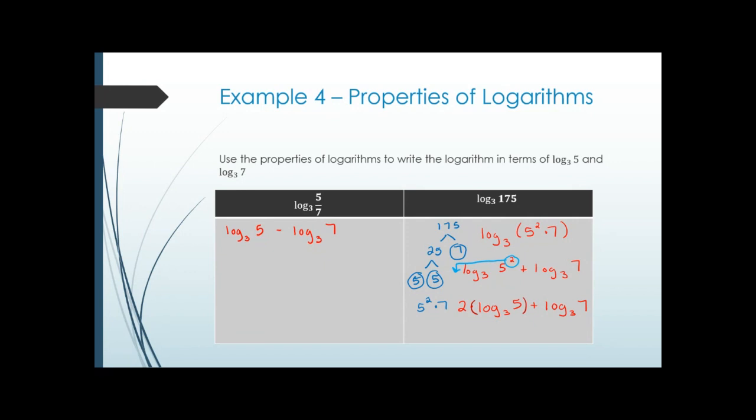Some people don't even put a dot there and they just write 2 log 5. I think that gets a little confusing, so that's why I put a dot, so that it's showing that I'm just multiplying the 2 by that log and not the whole thing. If I was multiplying by the whole thing, then I would put parentheses around it.